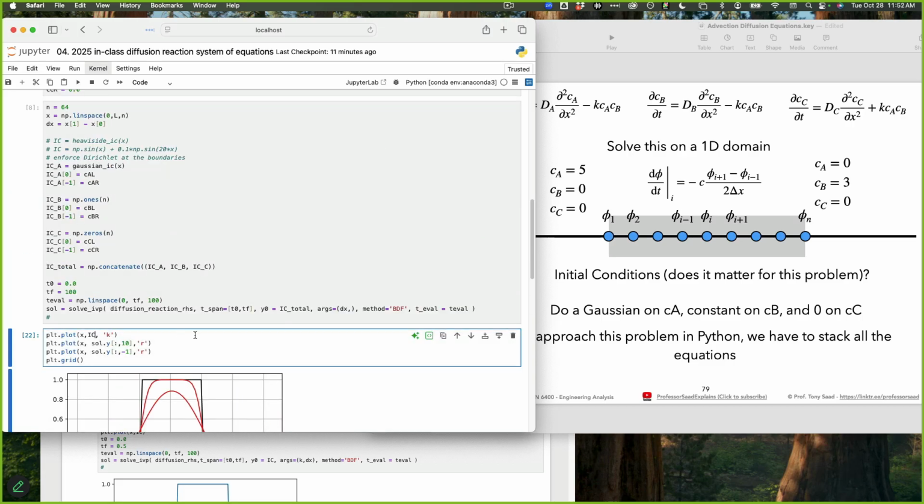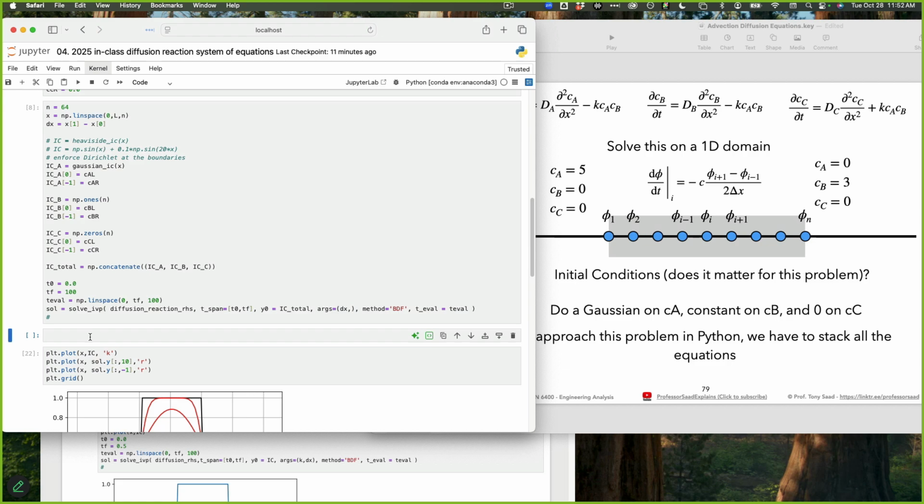Okay, so now we need to plot the solution. Now, what does solution.y contain?